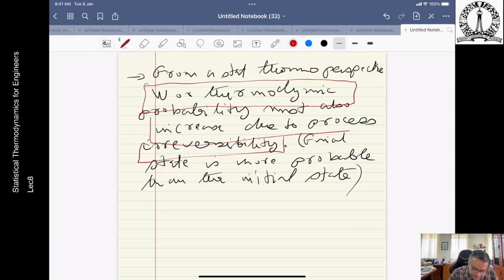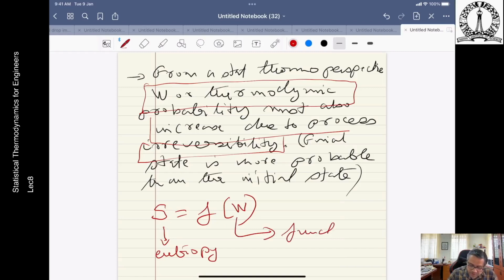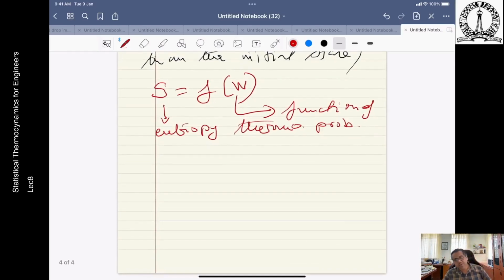So therefore, what we can say is that entropy is definitely a function of this thermodynamic probability. We don't know what function it is, but it is definitely a function of the thermodynamic probability. As entropy increases, the thermodynamic probability also increases. We do not know how they are correlated, but we definitely know that this should be the situation.